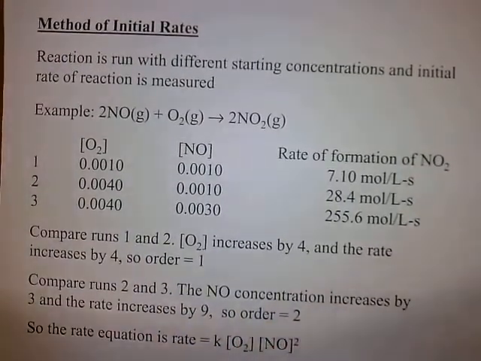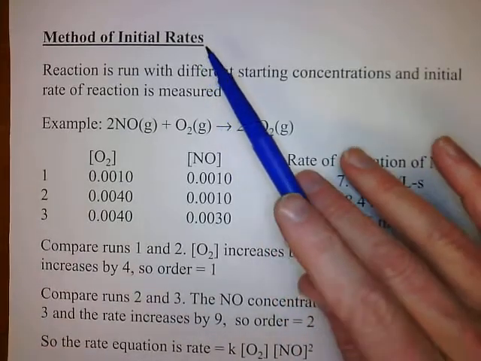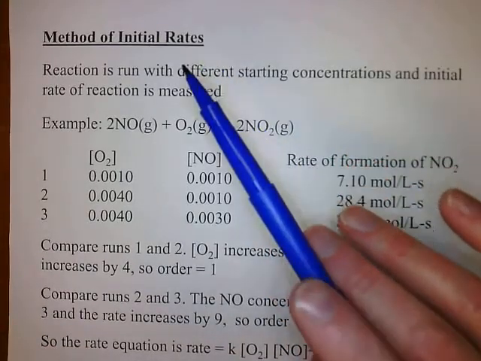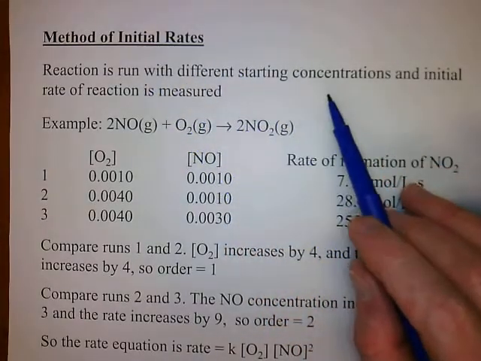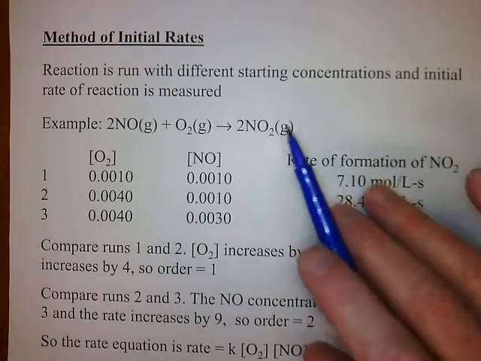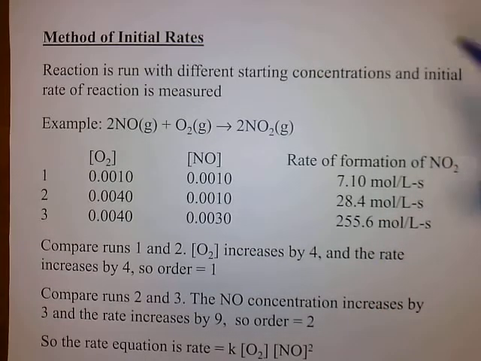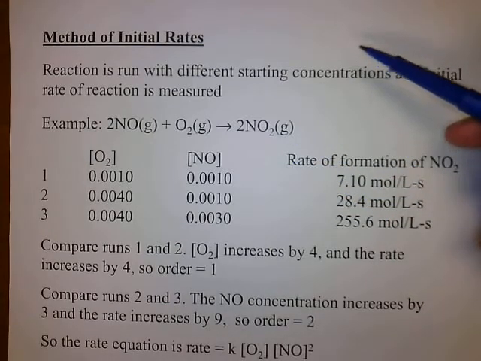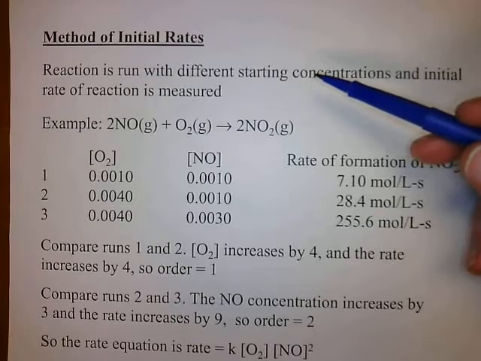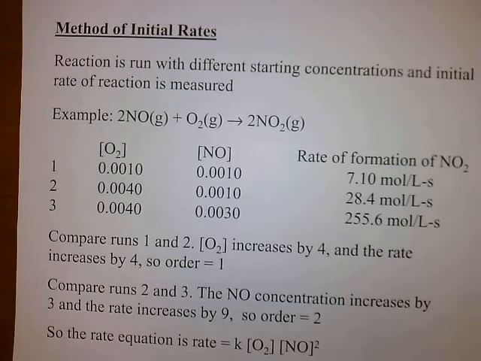All right, so how do we do this? How would we determine those reaction orders for a reaction? You have to do what's called the method of initial rates. Okay, how does this work? So what you do is you run the reaction with different starting concentrations, and you measure the initial rate of reaction, and you experimentally determine this. Okay, so if I change this concentration and there's no change in rate, it's zero order. If I double the concentration and I double the rate, it's first order, and so on.